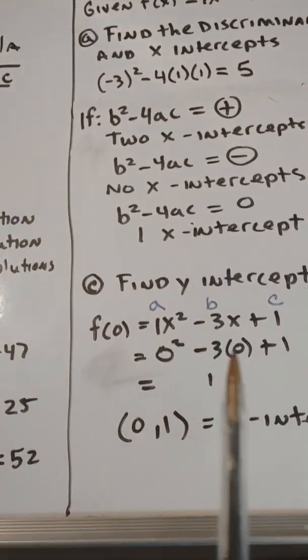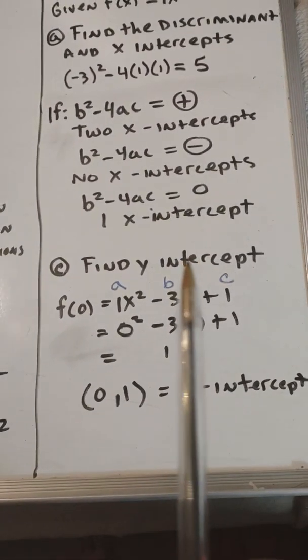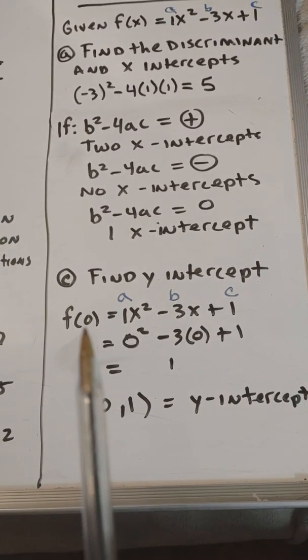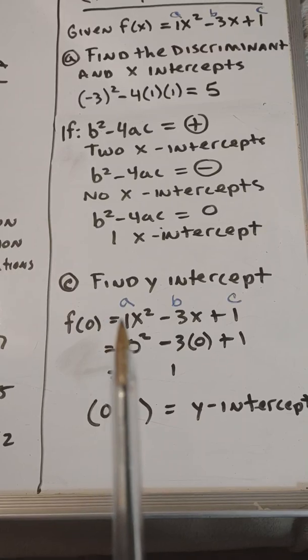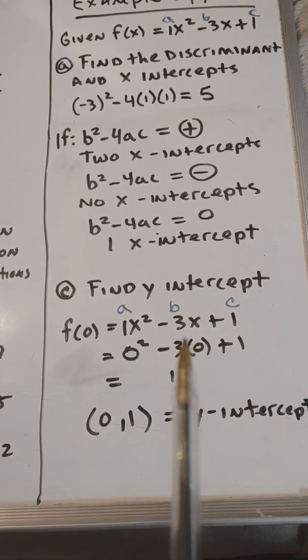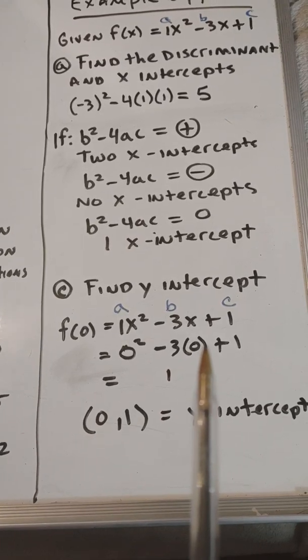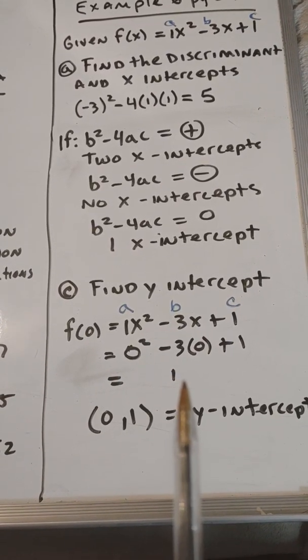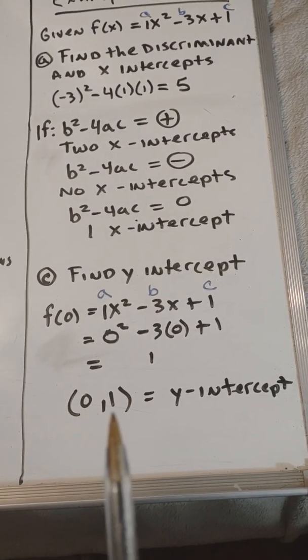It says find the y-intercept. Well, if we want to find the y-intercept, we've got to plug 0 in for x. So if f of 0, then we got to plug 0 in here, which we get 0 squared. Got to plug 0 in here, we get negative 3 times 0 plus 1. So we find out that f of 0 equals 1. So our y-intercept is 0, comma 1.